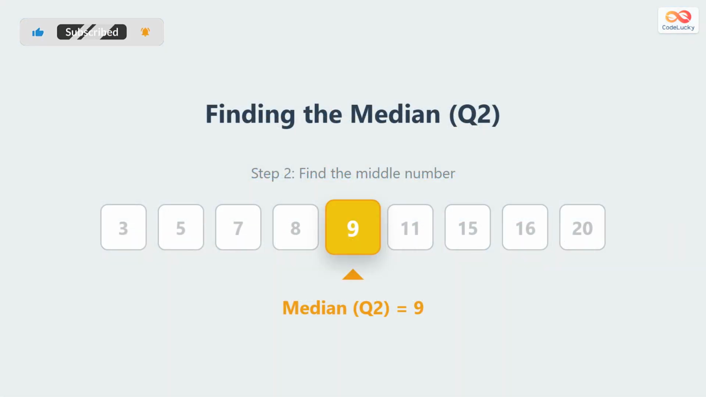Step 2 is to find the median, or Q2. Since we have 9 numbers, the middle number is the 5th one. In this case, our median is 9. This splits our data into a lower half and an upper half.